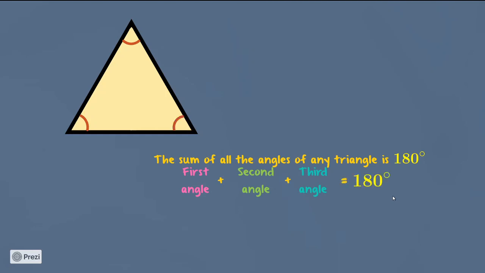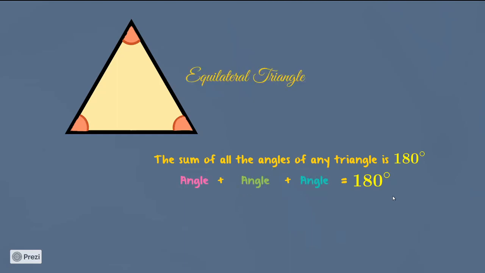That we know. But at the same time, we know that in an equilateral triangle, all the sides are equal. At the same time, all the angles are also equal. That is why it is an equilateral triangle. All the sides are equal, all the angles are equal, and therefore all these three angles are the same. So therefore, I can call it angle plus angle plus angle. I don't have to call it first angle, second angle, third angle, because all the angles are the same.